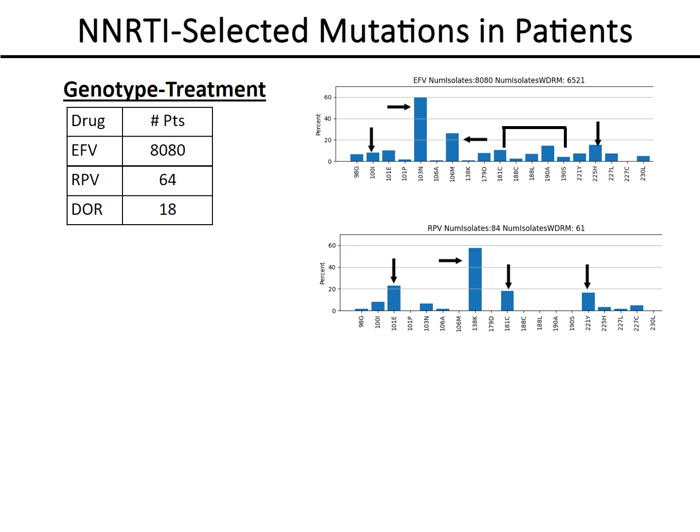E138K, K101E, Y181C, and H221Y are the most common rilpivirine-selected drug resistance mutations. Additional mutations that have occurred in patients and during in vitro passage experiments include L100I and F227C.